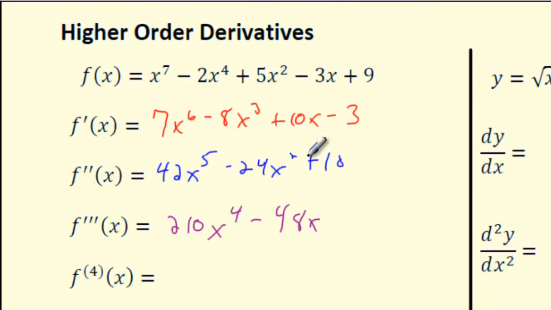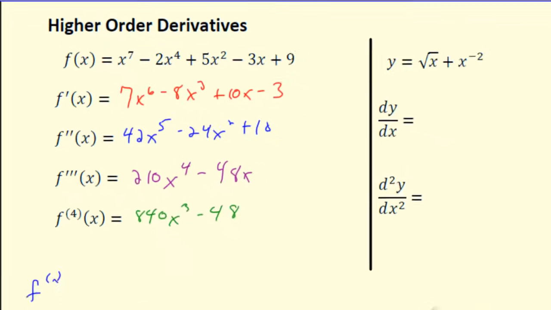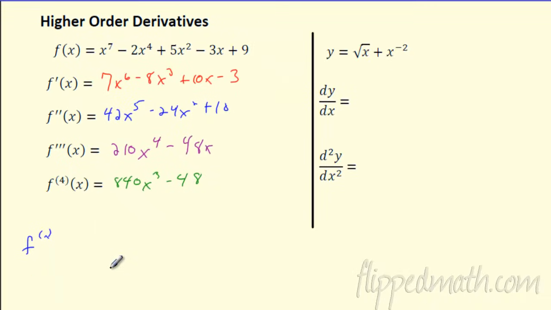48x. The constant disappears. And that's what happens when you start taking multiple derivatives here. They get smaller and smaller. And the last one, this should be what? 840x cubed minus 48. So that's the fourth derivative. You go for a while. Eventually, you're going to run out and hit 0 because these powers will dwindle away.